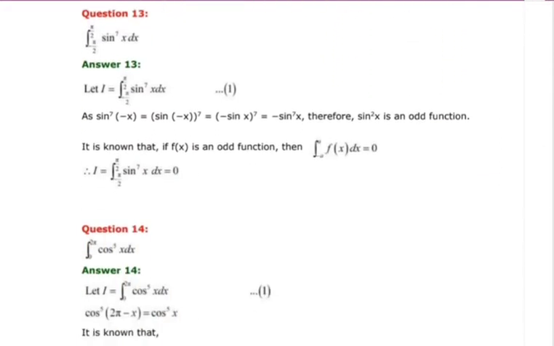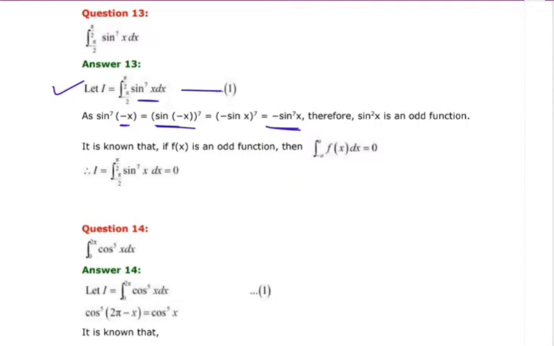So next, question number 13. Integration from minus pi by 2 to plus pi by 2 of sin to the power of 7 x dx. Let us consider the given integral as I, integration minus pi by 2 to plus pi by 2 of sin to the power of 7 x dx. Take it as equation 1. Now check whether it is an even function or an odd function. Sin to the power of 7 of minus x is minus sin x to the power of 7. So it's odd. The power is odd here, 7.